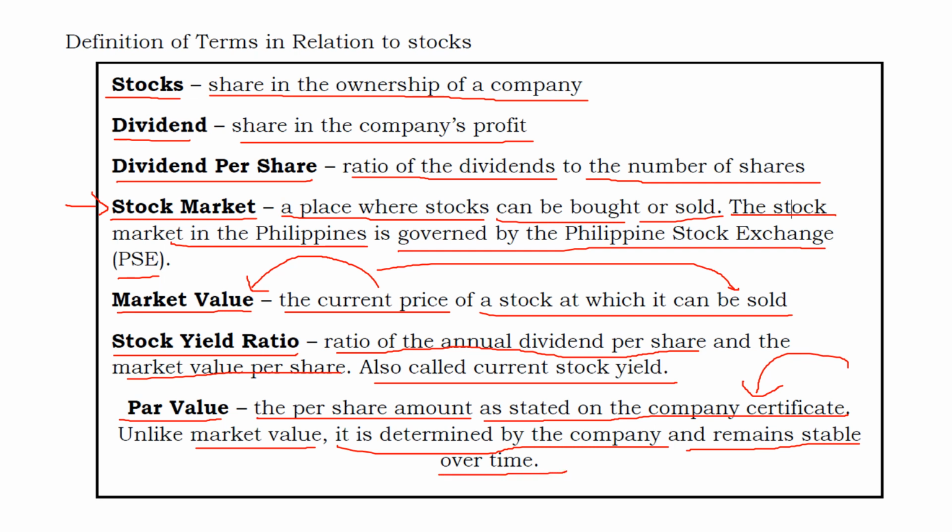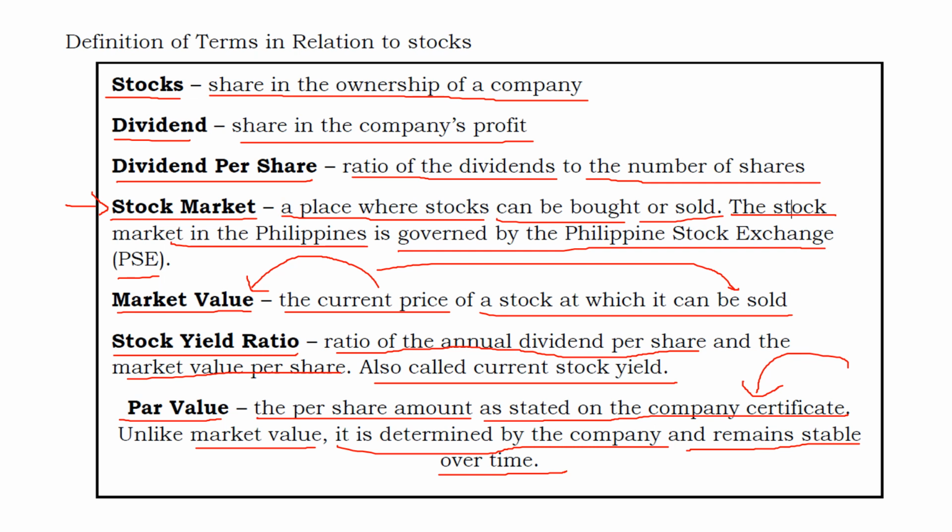Now, in simple words, par value is the value of a single common share as set by a corporation's charter. It is not typically related to the actual value of the shares, and in fact, it is often lower. Any stock certificate issued for shares purchased shows the par value. That's why we define par value as a per share amount as stated on the company certificate.